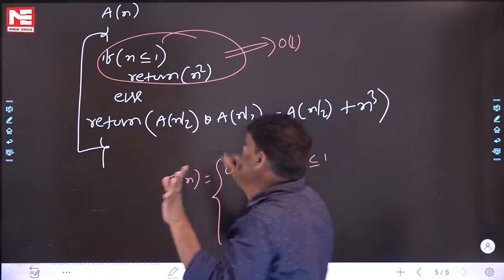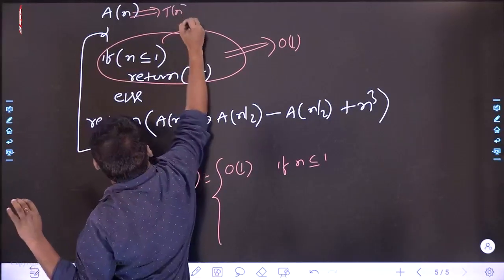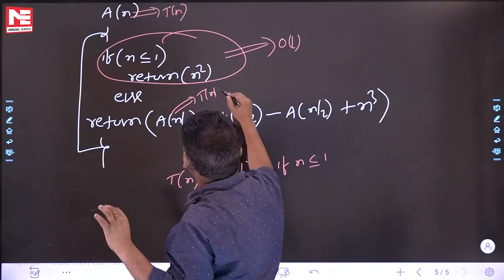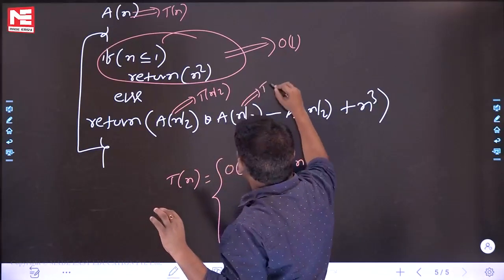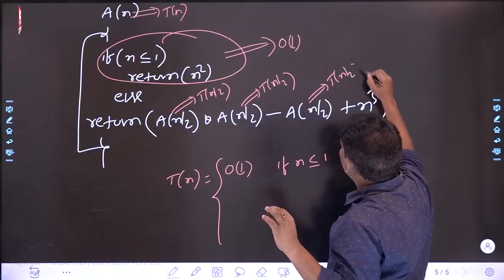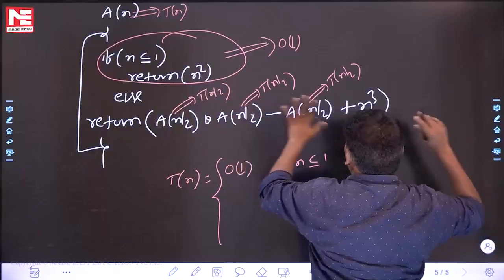Right? So recursion is recursion. We cannot do anything in that. A of n, what is the time? T of n. Next one, A of n by 2. What is the time? T of n by 2. A of n by 2, T of n by 2. A of n by 2, T of n by 2. So, see, recursion is recursion. Like that I have done. Fine.